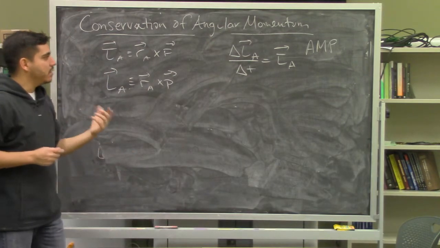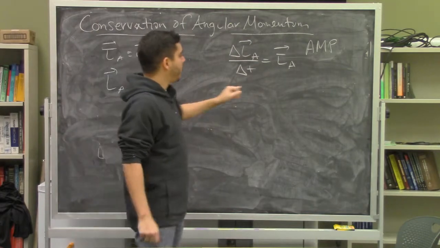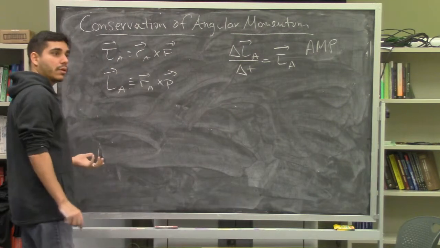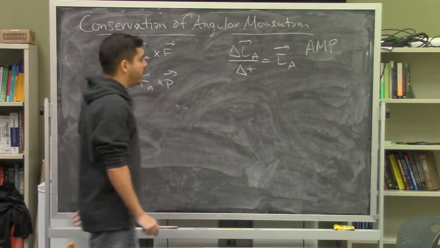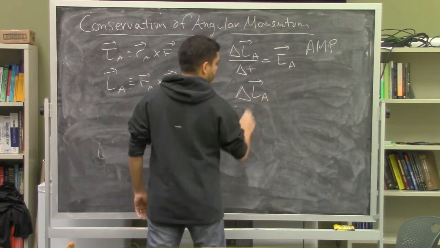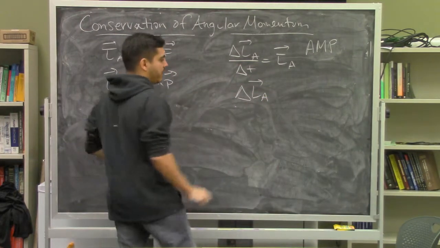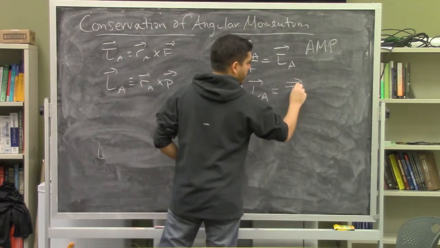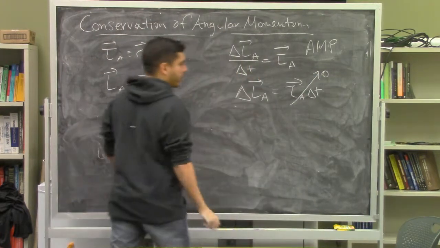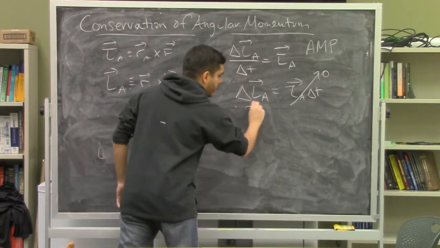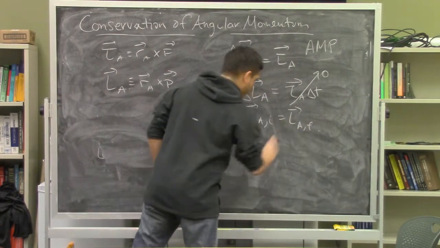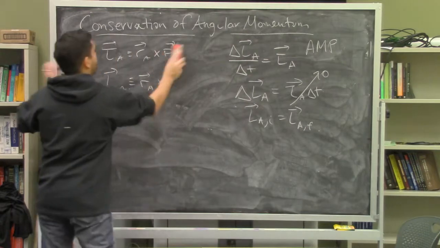What I want to get at is there are situations where we can pick a location A such that we have no torque, and angular momentum will then be conserved. So if you have a system with some choice of A where you can say the torque here is 0, the angular momentum of that system will be conserved. The initial will equal the final. So let's see a situation where that can happen. Let's be concrete about it.